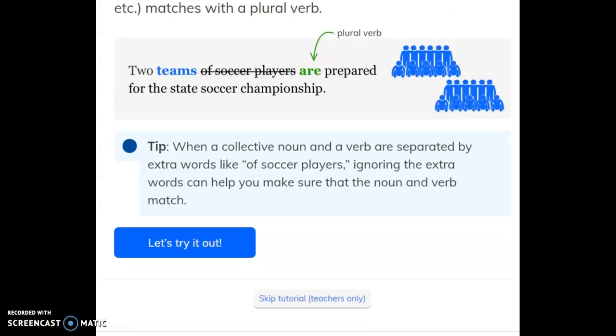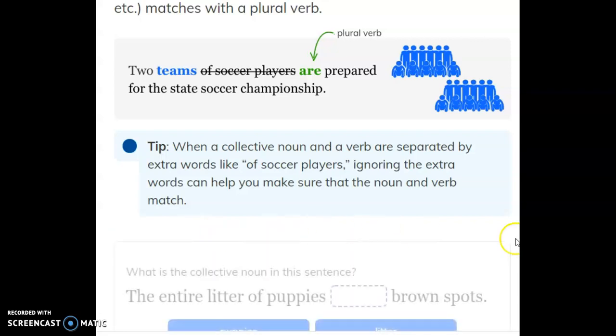Just as a tip, when a collective noun and a verb are separated by extra words like of soccer players, ignore those extra words and it'll help you understand how to pair the noun with the verb. Let's try it out.